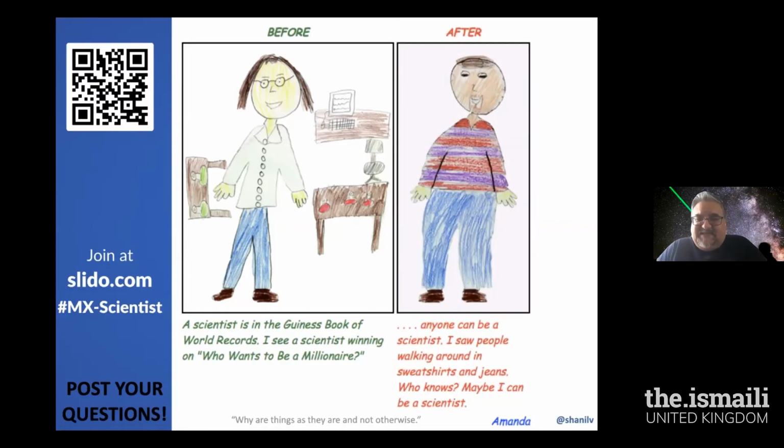Anyone can be a scientist. I saw people walking around in sweatshirts and jeans. Who knows? Maybe I can be a scientist. Do you think you can be a scientist? If the only thing you need to be a scientist is somebody who likes to ask questions, then you're a scientist. If a scientist is somebody who wants to learn new things, and you like to learn new things, you're a scientist. If a scientist is somebody who's curious about the world around them, and you're curious, then you're a scientist too, aren't you?